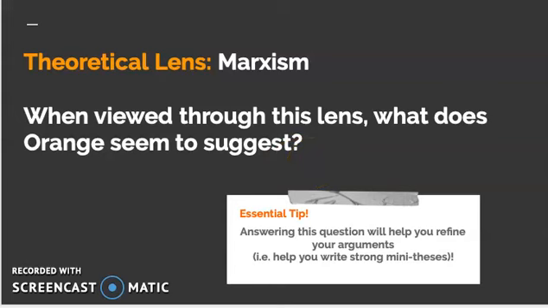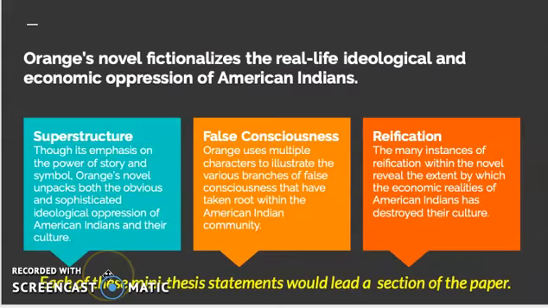Okay, so through Marxism, perhaps maybe you have something like this as your central thesis, and then you have your mini thesis ideas around these Marxist concepts of superstructure, false consciousness, and reification. And again, now these would be your mini thesis statements, and then you'd have to have multiple topic sentences off of each one of these. So that would be one way you could do it.